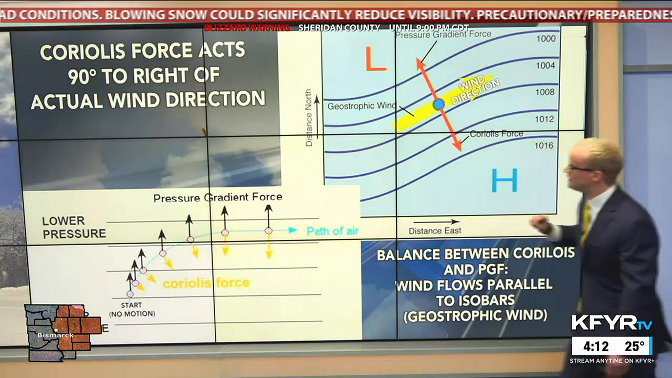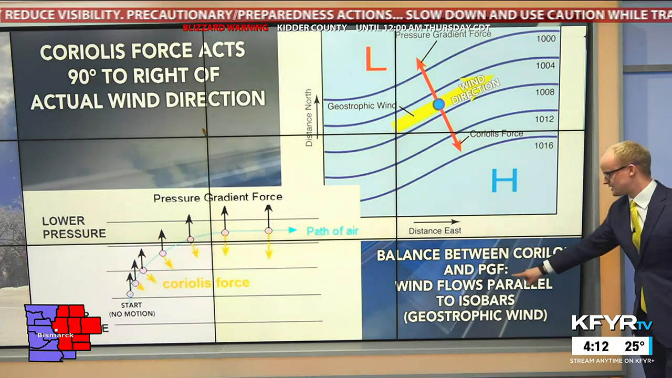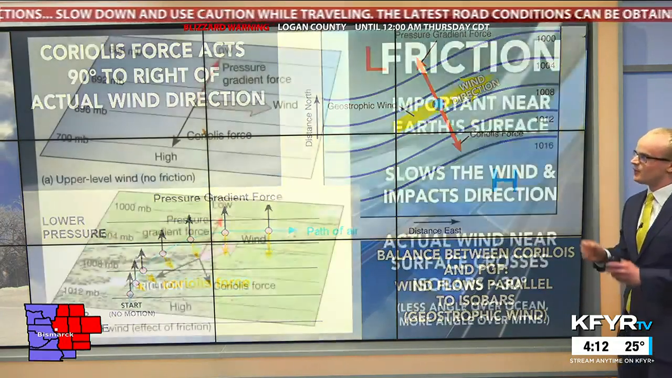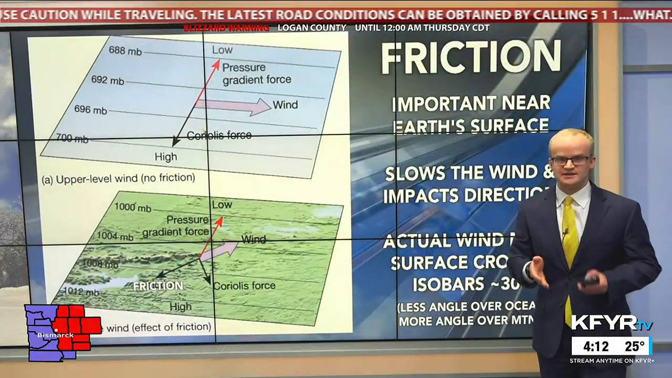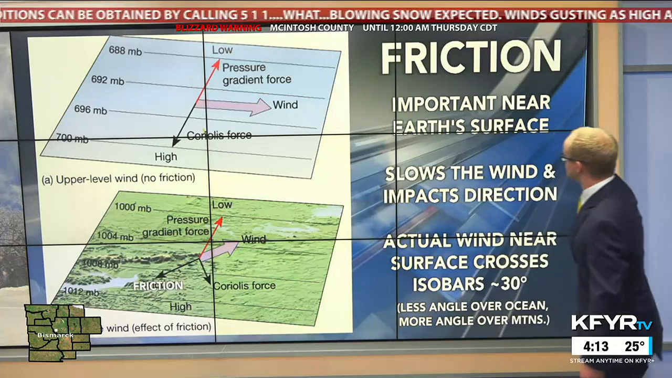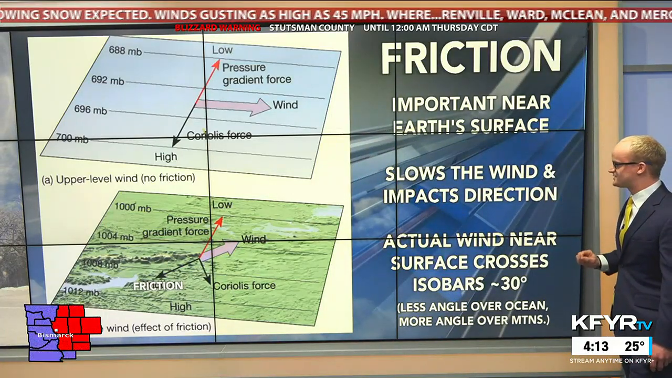And that's what we call the geostrophic wind. So it's a balance between the Coriolis force and the pressure gradient force. The winds are then flowing parallel to our isobars. However, that's not, again, what we see in the actual world. We have to add in one more force, and that's friction. Friction is important, especially near Earth's surface. It slows the wind and impacts the direction.